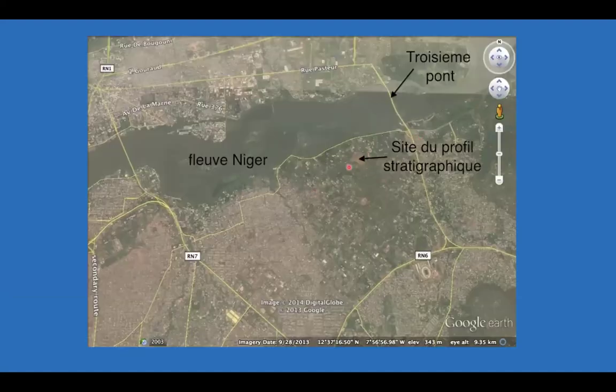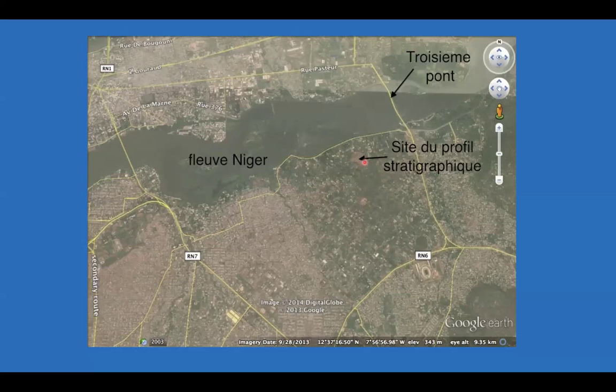This is the Google Maps capture of the city. Bamako is crossed by the Niger River. The Niger River flows from west to east and crosses the city. And also the evidences I'm going to show were recorded near the bank of the Niger River, just in the southern part of the bank that you can see in the map.